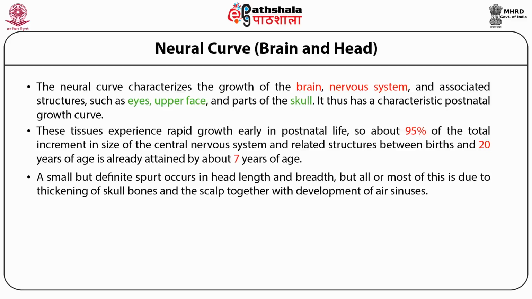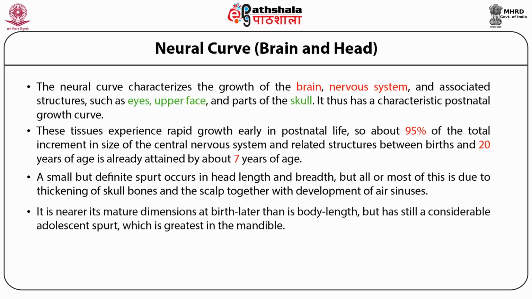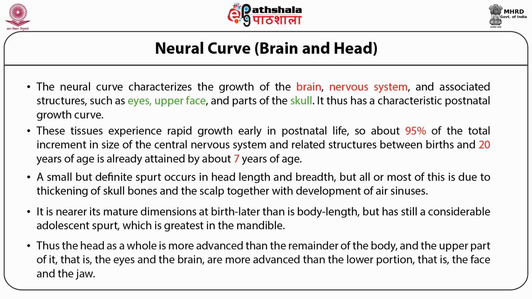A small but definite spurt occurs in head length and breadth, but all or most of this is due to thickening of skull bones and the scalp together with the development of air sinuses. The face follows a curve midway between that of the top portion of the skull and remainder of the skeleton. It is nearer its mature dimensions at birth, later than body length, but has still a considerable adolescent spurt, which is greatest in the mandible. Thus, the head as a whole is more advanced than the remainder of the body, and the upper part of it, that is the eyes and the brain, are more advanced than the lower portion, that is the face and the jaw.